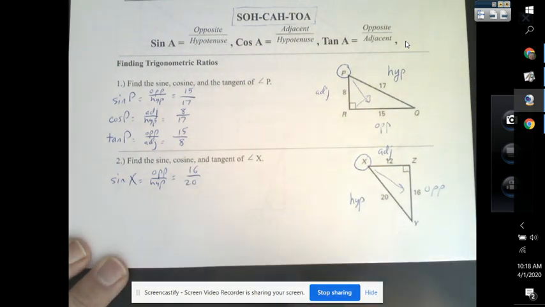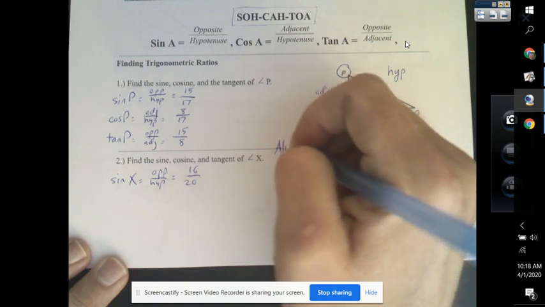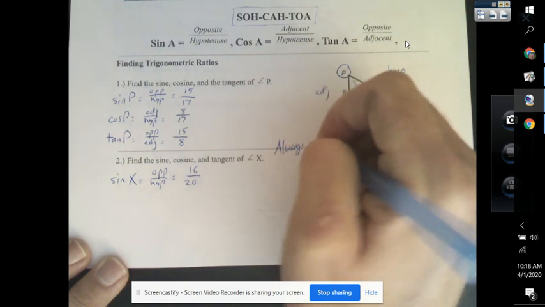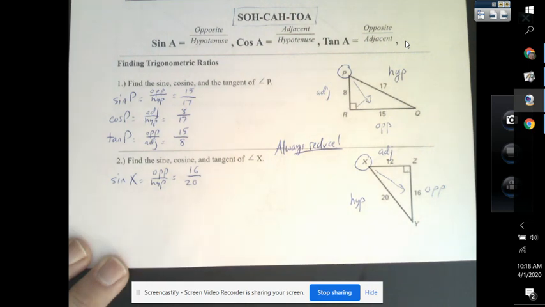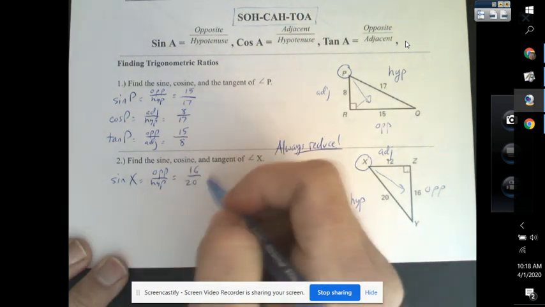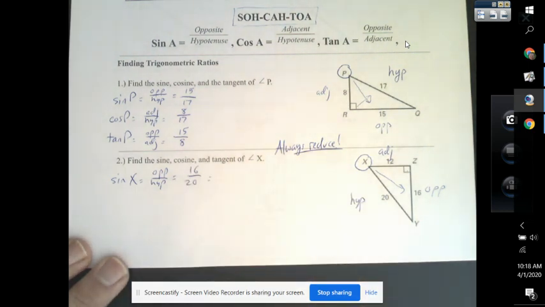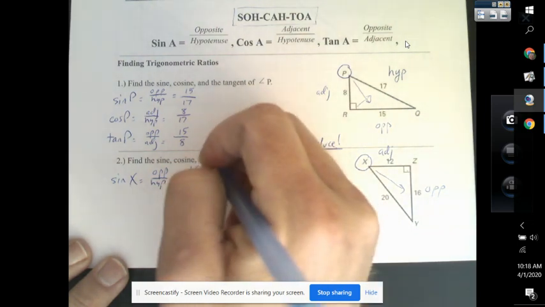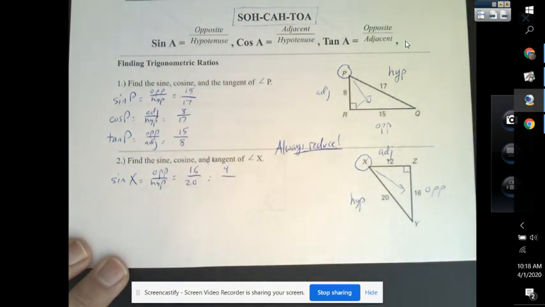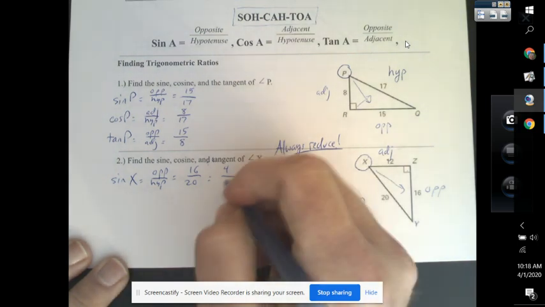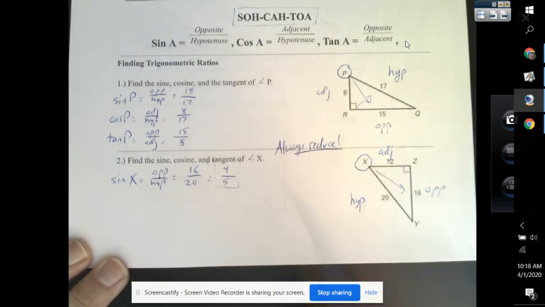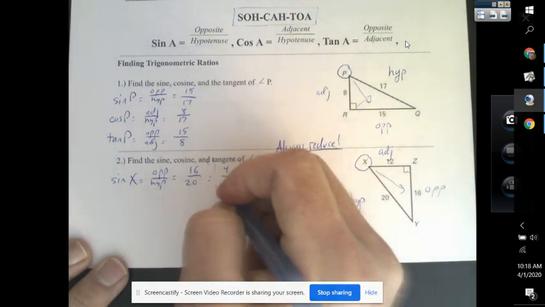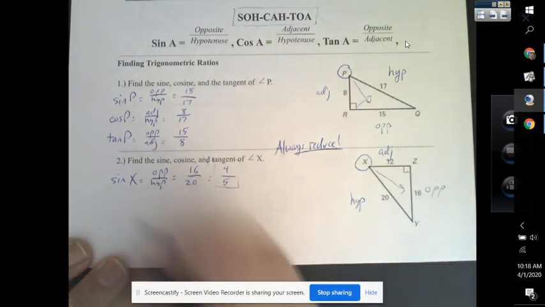So here's the thing. We always reduce. You got to get this in your head. We're going to always reduce in math. So 16 over 20. What number can go evenly into 16 as well as 20? 4 would be your highest one. So 16 divided by 4 gives me 4. And then 20 divided by 4 is 5. Boom, got it. We always want to reduce. Sine's done.